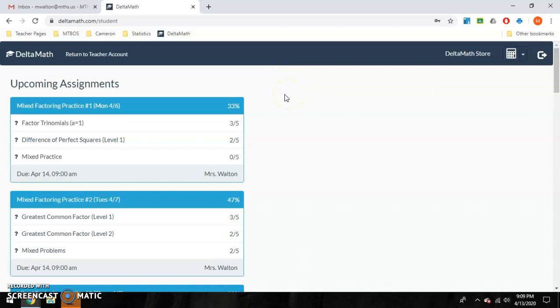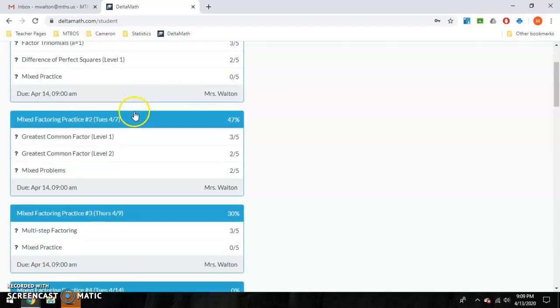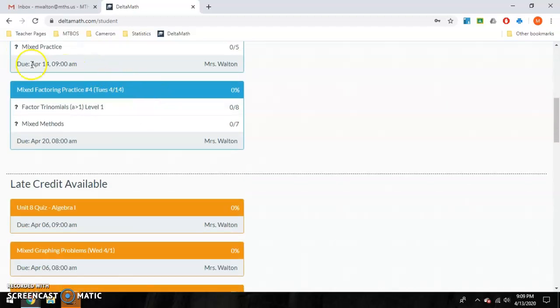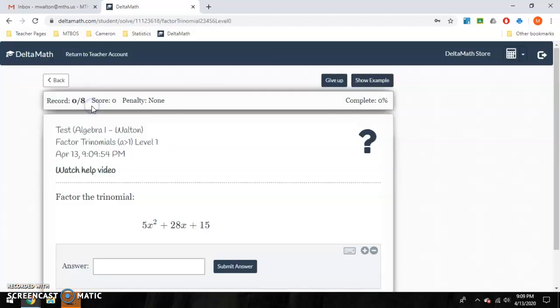We do have a new lesson, a new style of factoring that we are going to be going over. So I wanted to take a moment to go over this style. Last week we had factoring practice 1, 2, and 3. Now we are in mixed factoring practice number 4, and we are looking to factor trinomials with a greater than 1. So let's talk about what these look like.